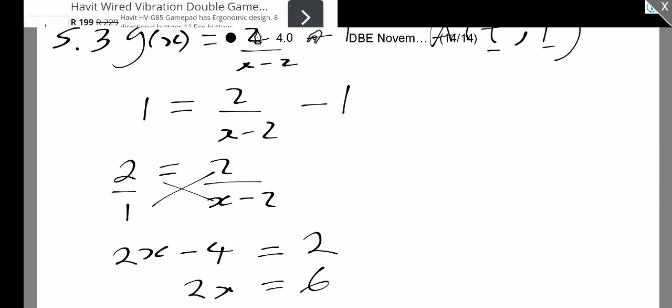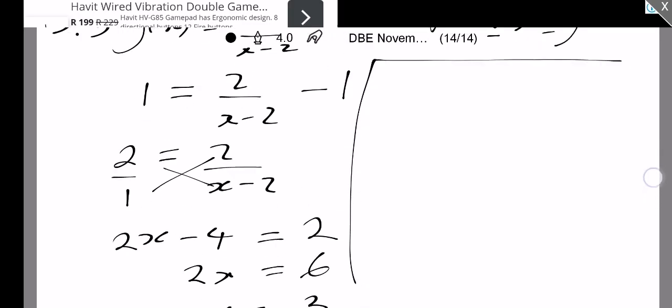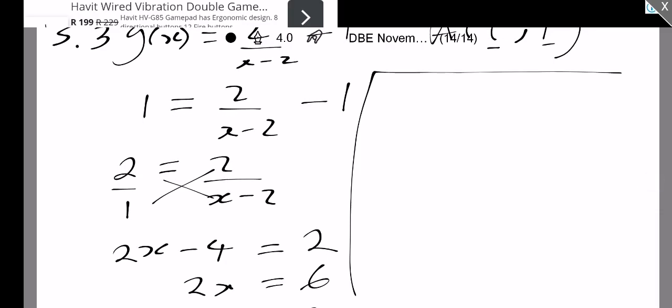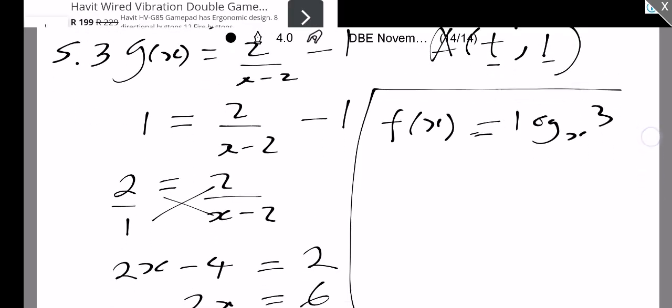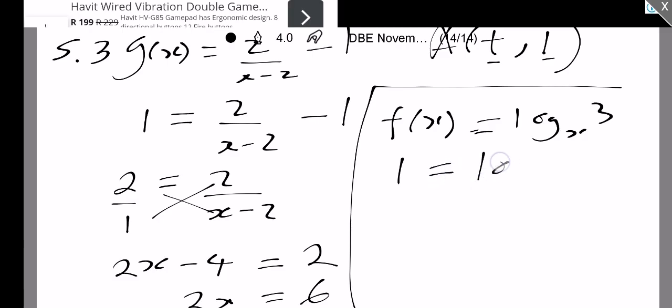Now let's use the graph of f. I'm going to work it out in this space here. Remember, the graph of f of x was log base x of 3. Now let's substitute the value of y, since we are given it is 1. So 1 equals log base x of 3.